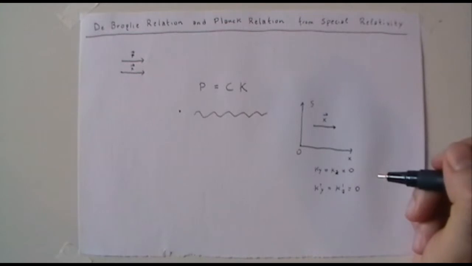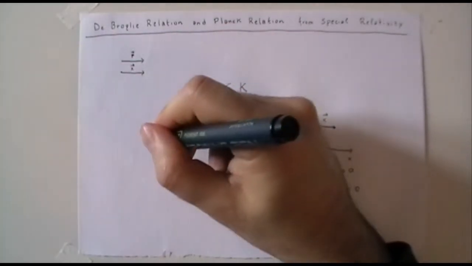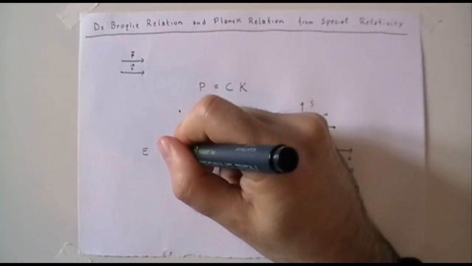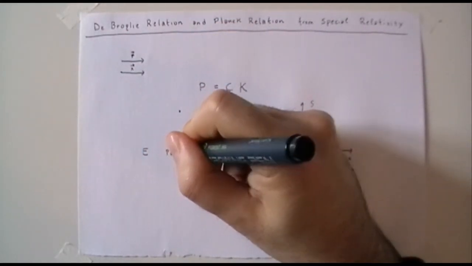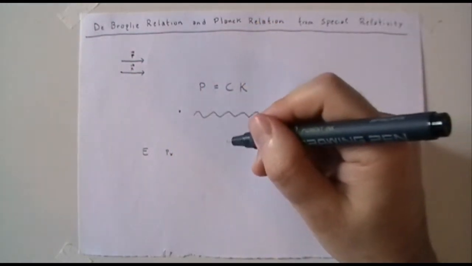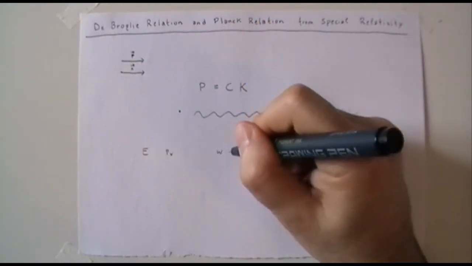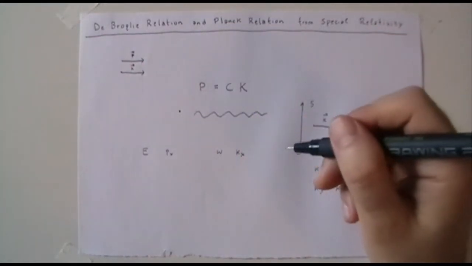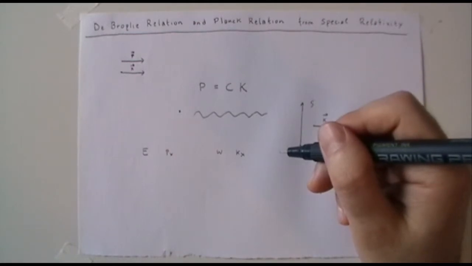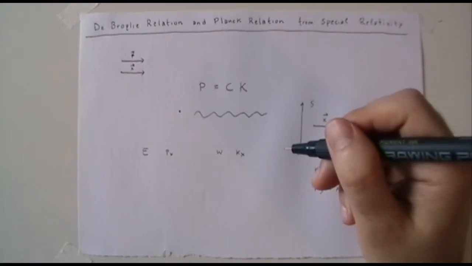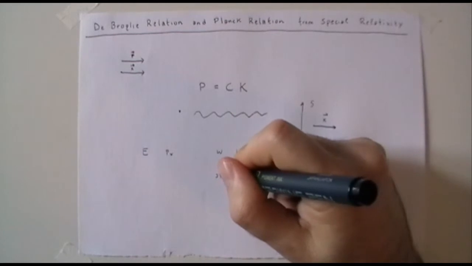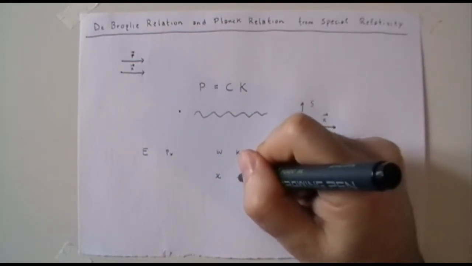Therefore, we will look for the expression of the energy E and the momentum component Px only as functions of omega and kx. And in fact, since we assume that no force acts on our system, our particle, the energy and momentum depend neither on the coordinate x nor on the time t.